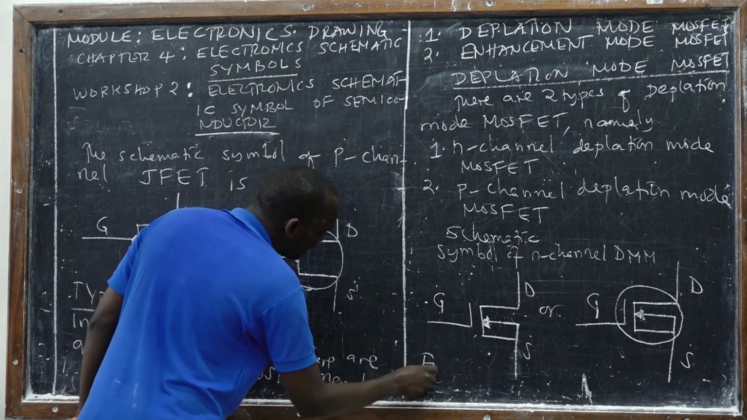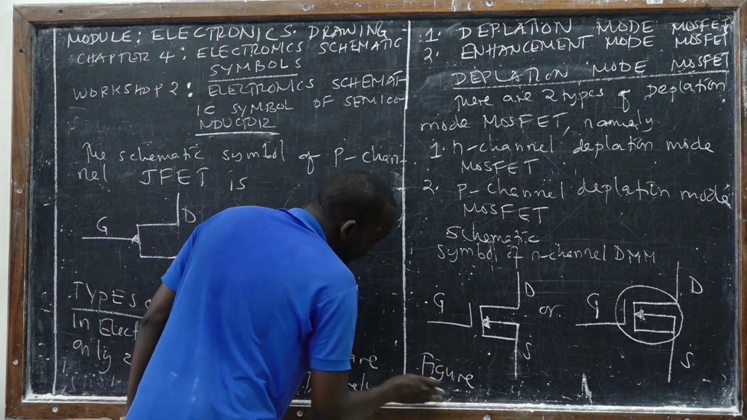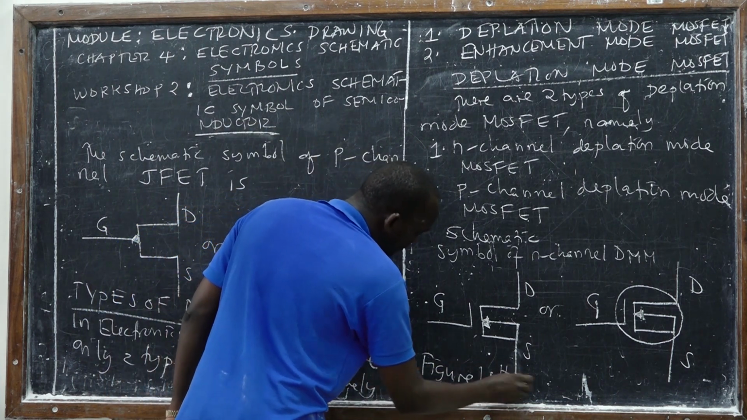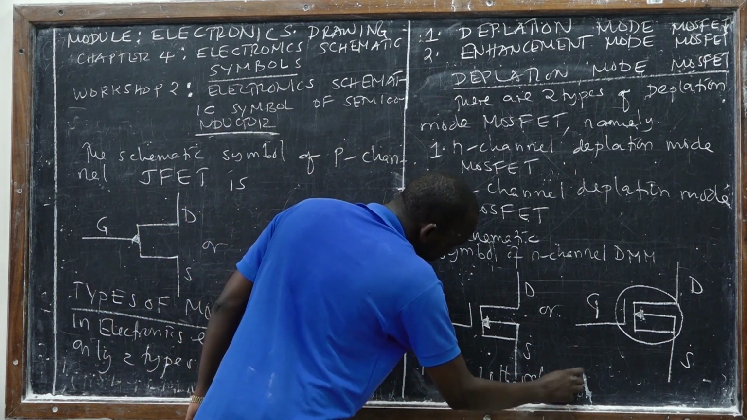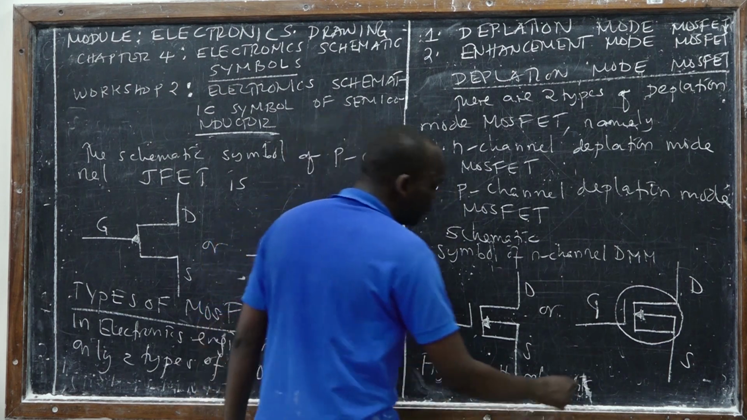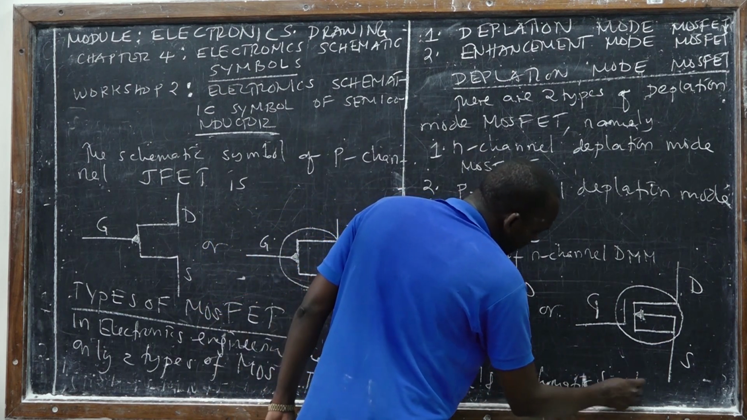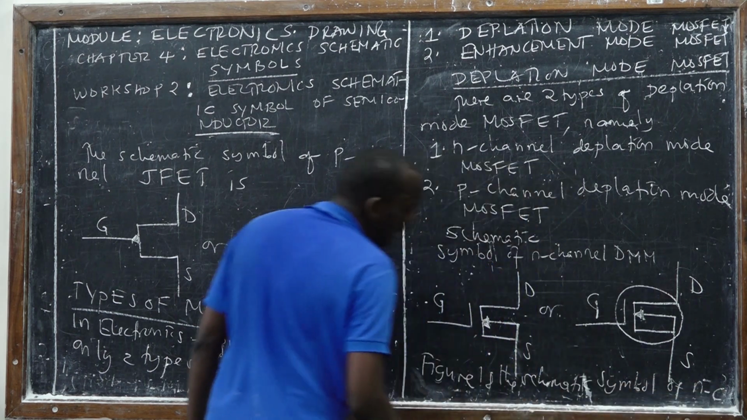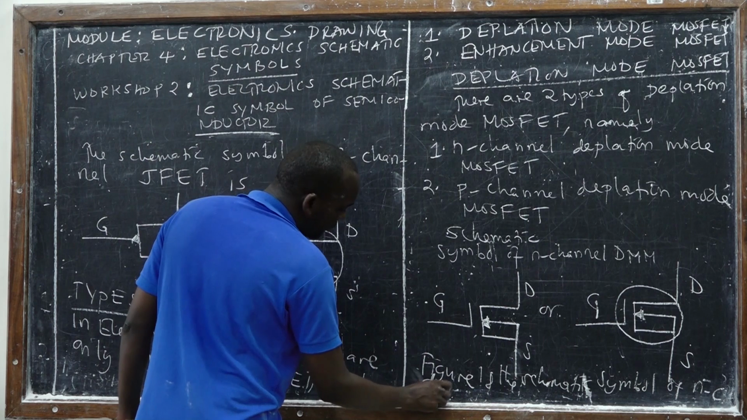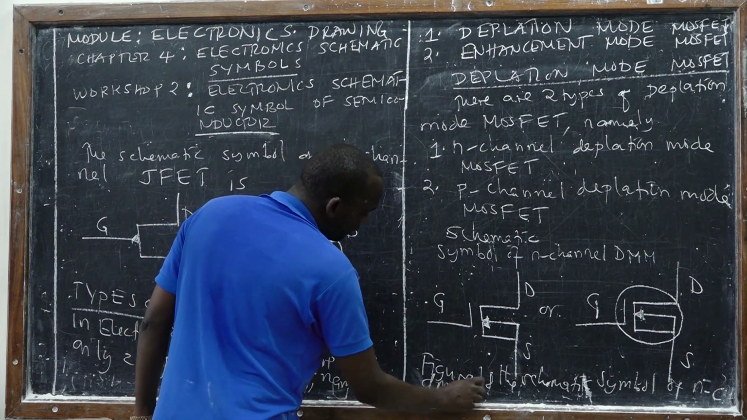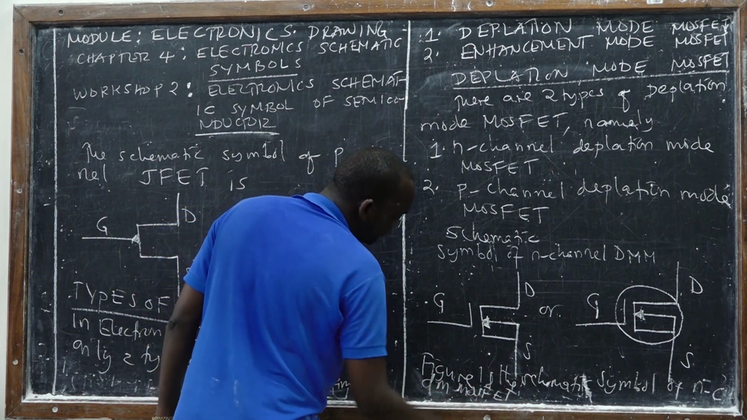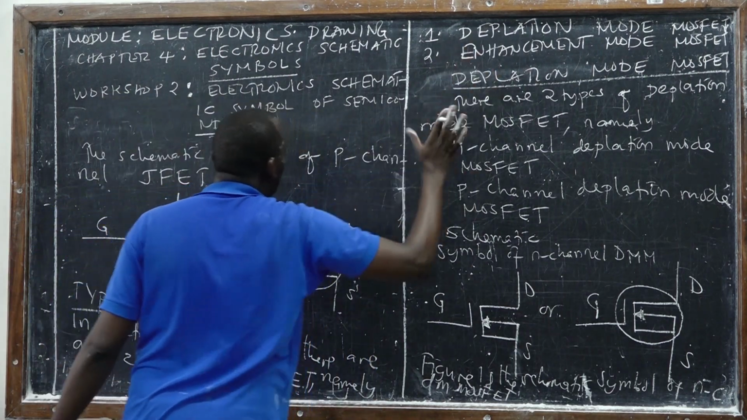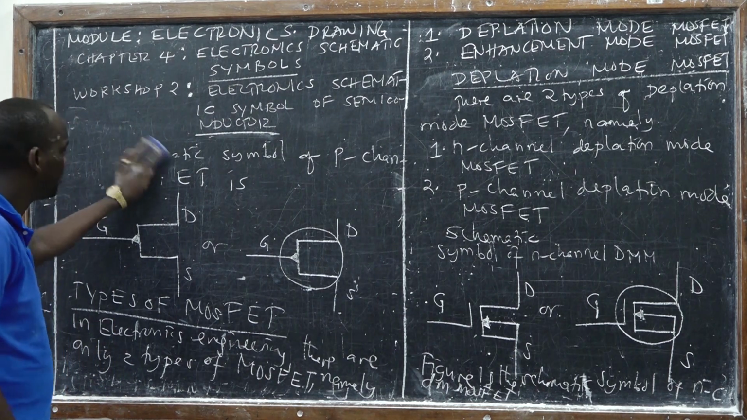So this is figure what? Omari is not in the class. The schematic symbol for an N-channel depletion mode MOSFET. We have just to cover depletion and enhancement mode, then it will be the end of the class.